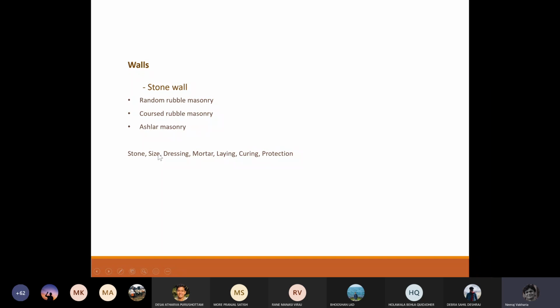Then what size you are going to use it as. If it is a random rubble masonry, then it won't matter. But if it's ashlar masonry or some particular sized blocks, if you are going to use, then you have to mention that as well.